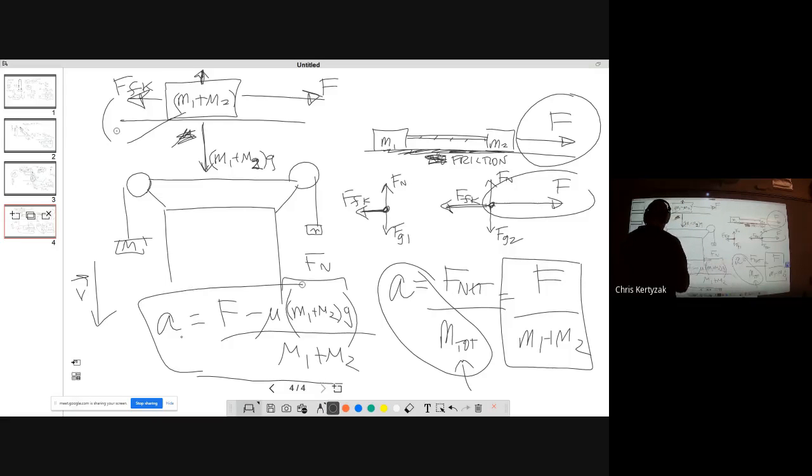If I divide it by m1 plus m2, this is now the acceleration of the system. Who accelerates with a greater rate? Neither of them. They accelerate at the same rate. Same thing on this other one.